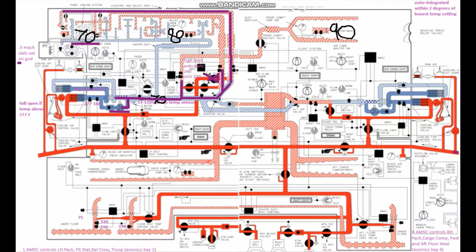Then for the courier compartment, it's going to open just slightly in order to get mixed into the 70 degree air to make it 80 degrees, and the same is going to be true with the troop compartment. This temp control valve is going to open just enough so that the air going into the troop compartment is going to be about 90 degrees. Alright.